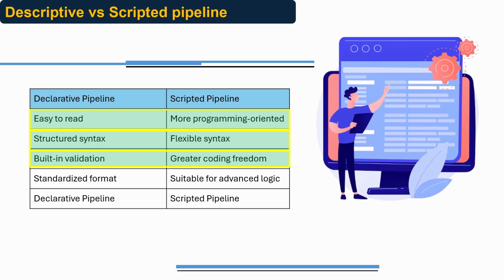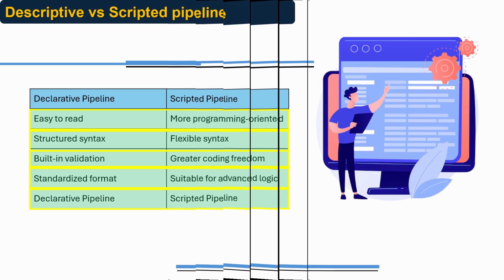Third difference is standardization. Imagine an organization where 20 developers are creating Jenkins pipelines. If everyone uses declarative syntax, every pipeline follows the same structure. So this consistency makes the pipelines easier to review, maintain, and troubleshoot. But in contrast, scripted pipelines allow each developer to organize the code differently. While this flexibility is useful for advanced workflows, it can also reduce consistency across the projects.